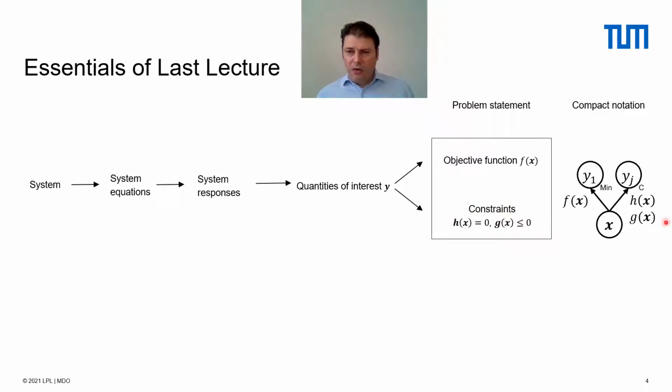And we also introduced this compact notation that tells you what the design variable is that will affect quantities of interest and what the optimization procedure is supposed to do with these quantities of interest. So in this case here, y1 would have to be minimized. Therefore, the mapping from x to y1 would have to be the objective function. And the other quantities of interest would be subject to constraints. For example, an equality or an inequality constraint. To be a little more specific, let's look at this example again.